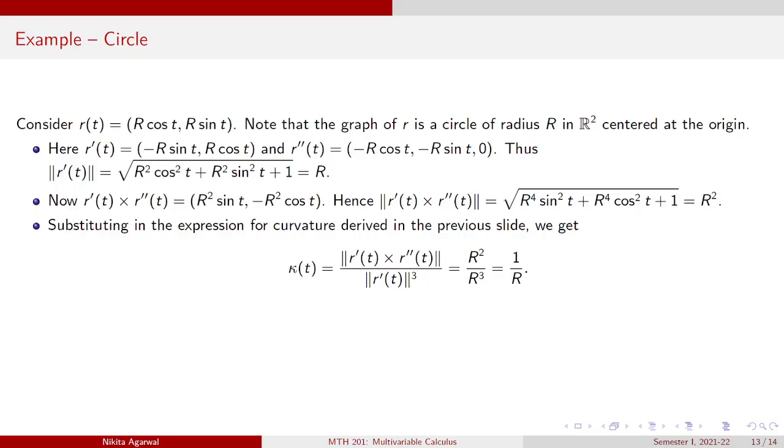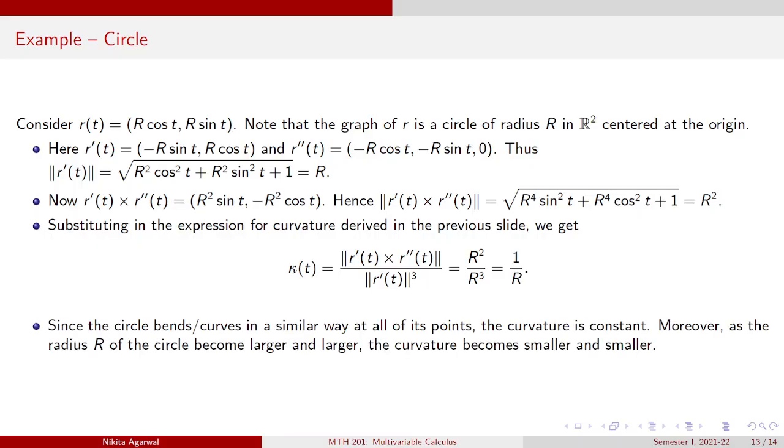So now things match together, right? Since the circle bends or curves in a similar way at all points, the curvature is a constant function. It doesn't depend on t. Moreover, as the radius of the circle becomes larger and larger, there is less bending, and therefore the curvature becomes smaller and smaller. So as R becomes really large, kappa becomes really small.